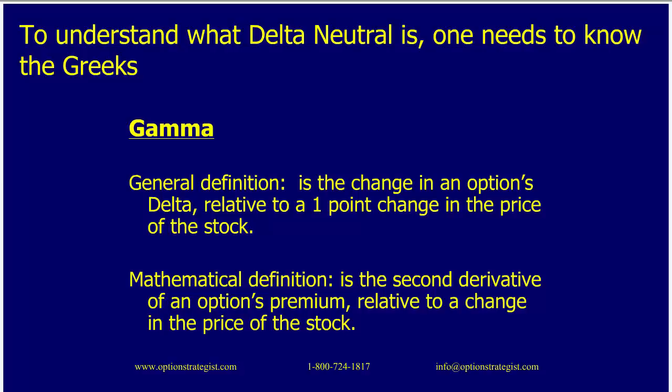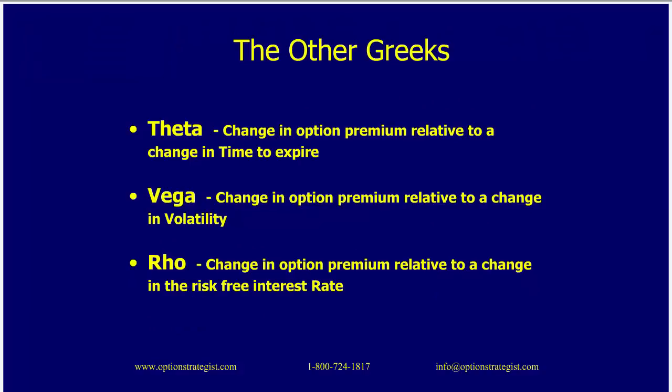Okay? Basic definitions. The other Greeks: theta is a change in the option premium relative to a change in time to expiration. Vega is a change in the option premium relative to a change in volatility. And rho is a change in the option premium relative to a change in the risk-free interest rate.